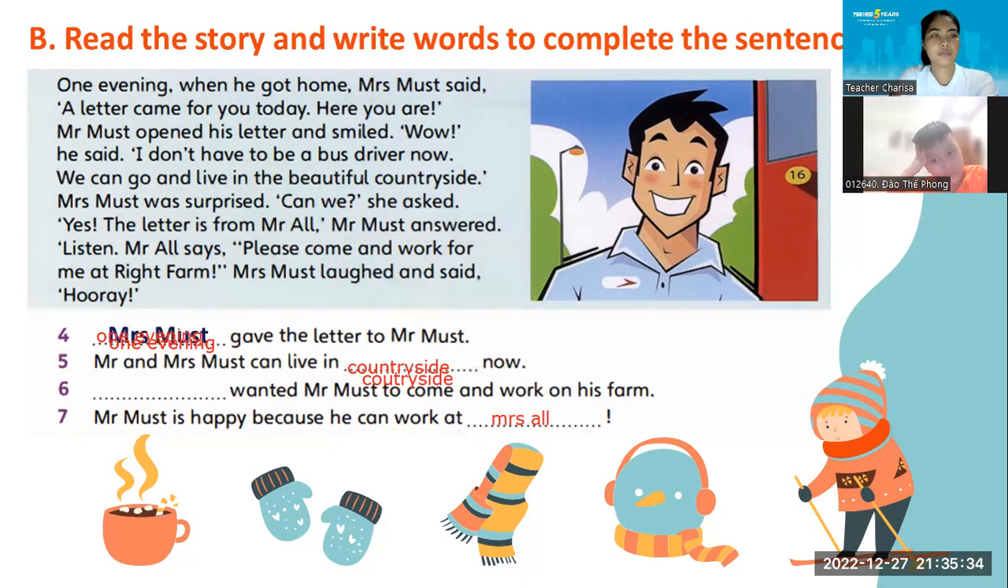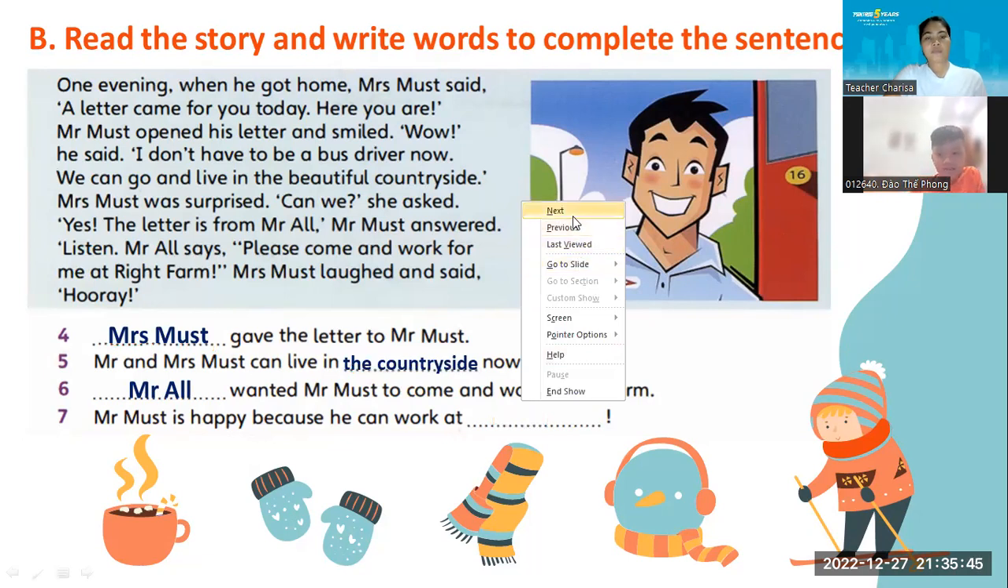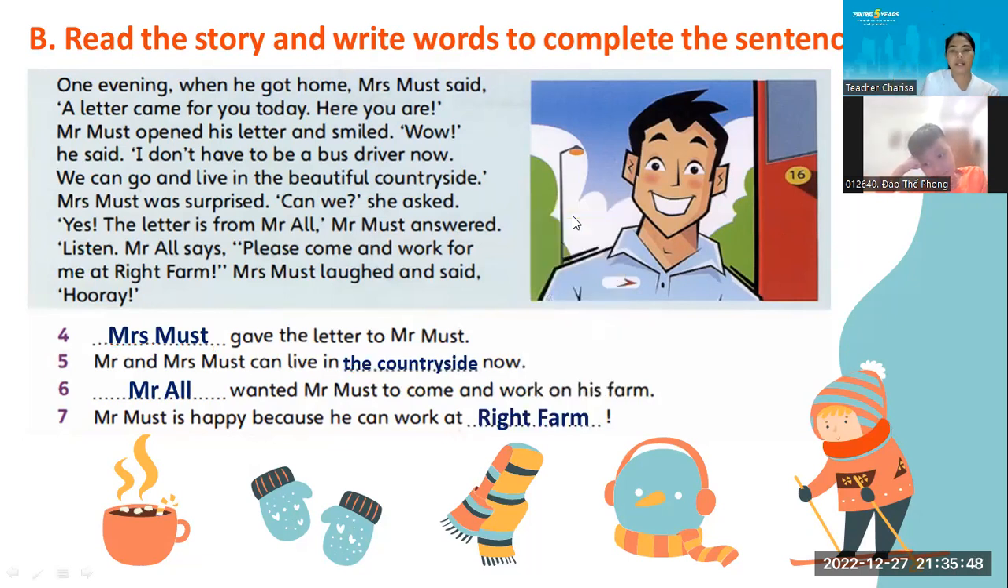Okay, let's check. Okay, go read number four until number seven. Miss Merce can leave the couch inside now. Merce all wanted Miss Merce to come work on his farm. Miss Merce is happy because he can work at Fry Farm.